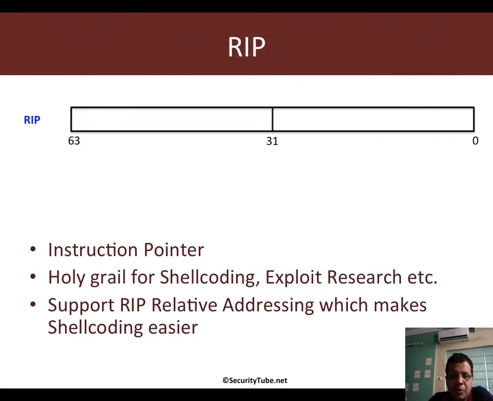Finally, the instruction pointer or RIP. I think if you're from the shellcoding and exploit research world, this is really the holy grail, right? You want to control the RIP register so that you can have the system do your bidding. Now, people who've gone ahead and done the 32-bit course know that there you have EIP. And the good news is that RIP has something called relative addressing, which actually makes shellcoding very, very easy compared to the 32-bit case. We'll take it up later on in the course.